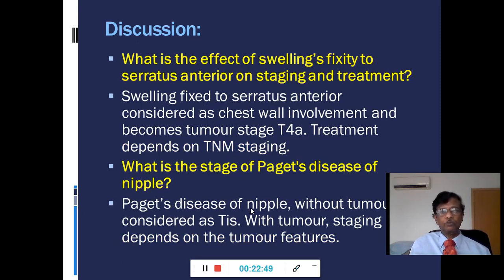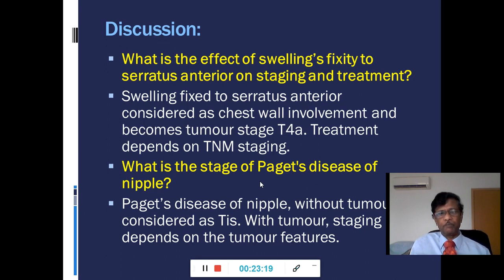Swelling fixed to the serratus anterior is considered as chest wall involvement and becomes tumor stage T4A. So treatment depends upon the TNM stage. When the tumor is fixed to the serratus anterior or even to the intercostal muscles or ribs, it is considered as a T4A. The treatment further depends upon other factors such as nodal and metastatic factors.